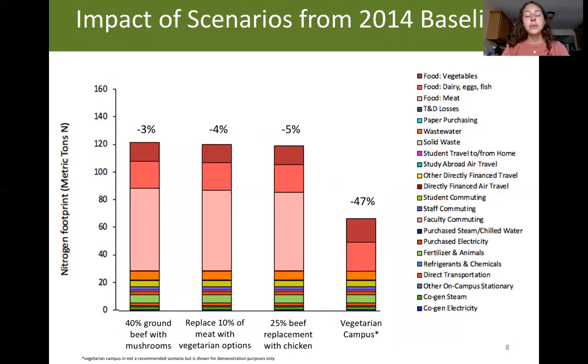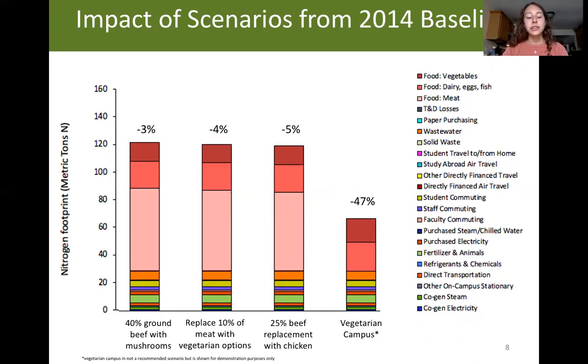Here are some scenarios that have been analyzed, either identified in collaboration with dining services, as well as some others. So the first one on the left here is 40% ground beef replacement with mushrooms. This is something that UNH has been doing for quite some time now and has been fairly successful with, and has resulted in a 3% decrease of the overall nitrogen footprint.